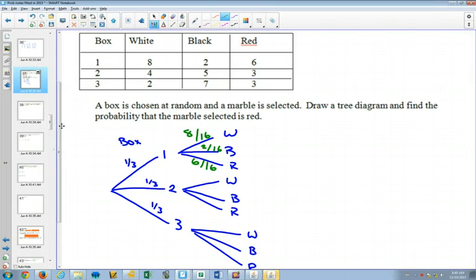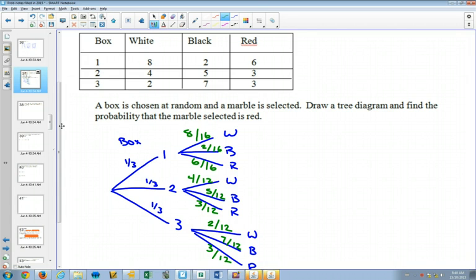The next box has 12 marbles. The white one is 4 out of 12. The black one is 5 out of 12. And the red one is 3 out of 12. And finally, the last one has, how many? 12 again. 2 out of 12 for white, 7 out of 12 for black, and 3 out of 12 for the red. So this is our tree diagram.